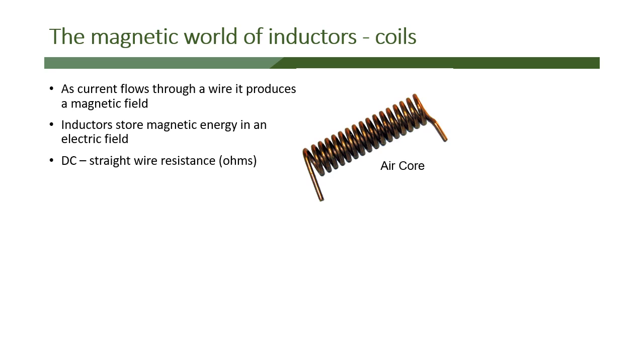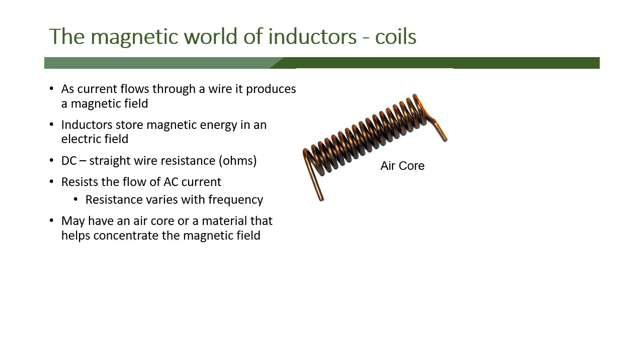So DC has straight wire resistance in ohms, but there is also resistance that resists the flow of AC current. Whenever we have an AC current in a coil, an inductor, which is what a coil is, we're going to have a change in resistance of AC based on frequency. Just like in a capacitor, the reactance changes with frequency. Same as in a coil, the resistance varies with frequency. You can have an air core, or it could be a material that helps concentrate the magnetic field, like iron. So you can have an iron core or different types of iron derivative cores to help you concentrate the magnetic field in the coil.